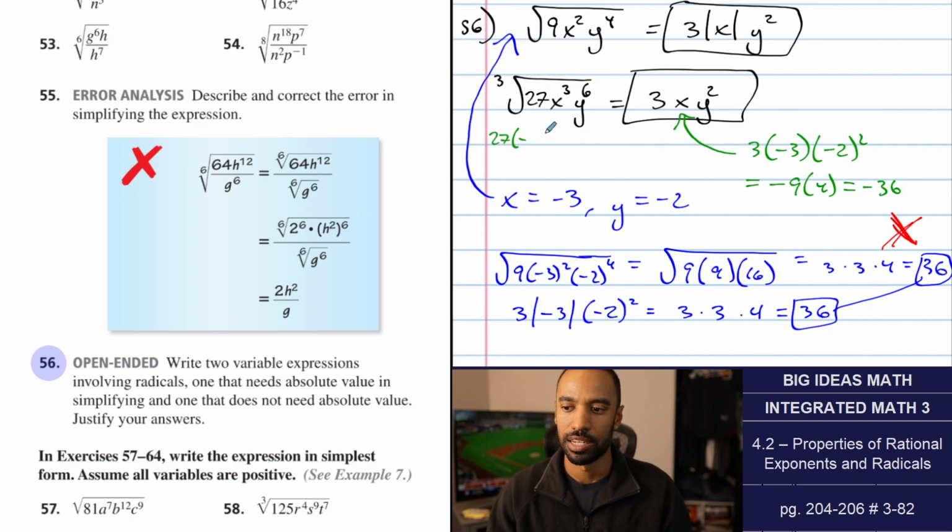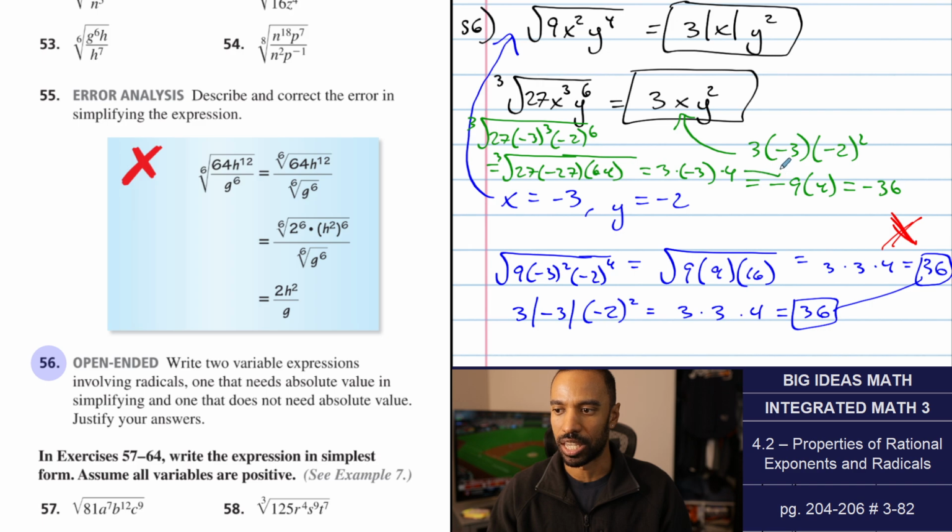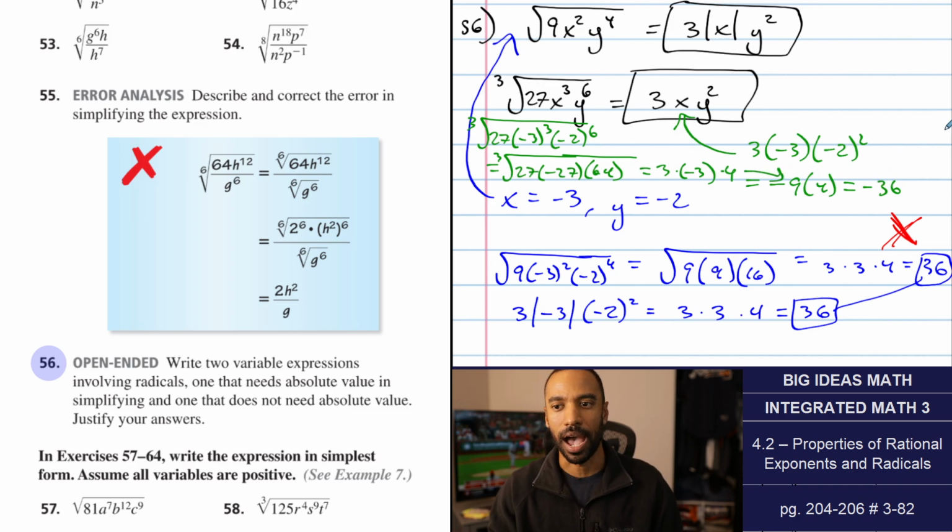This is the cube root of 27 times -3 cubed times -2 to the 6th, which is the cube root of 27 times -27 times positive 64. The cube root of 27 is 3, the cube root of -27 is -3, and the cube root of 64 is 4, and that becomes, once again, -36, so that's equivalent. I know I wrote in kind of rough spots. This is just my justification of it. I already did the open-ended portion. But it just goes to show you don't want an absolute value here. It's not that you don't need one, you don't want one here. You do want one here, absolutely guaranteed.